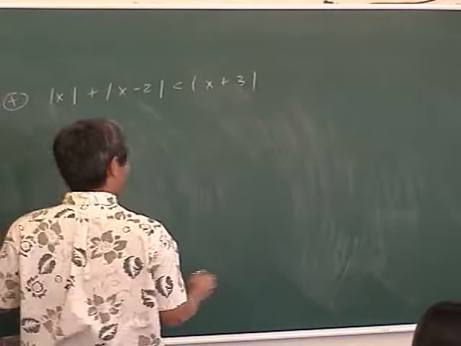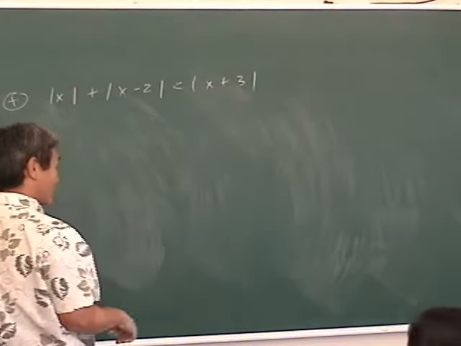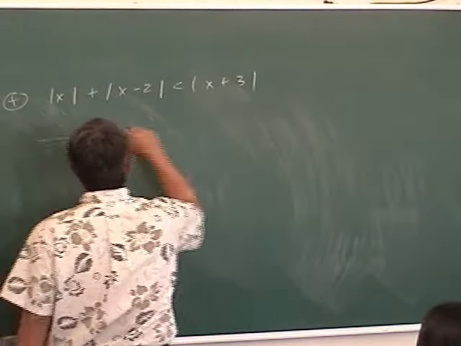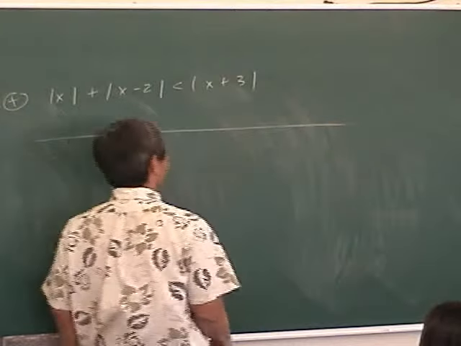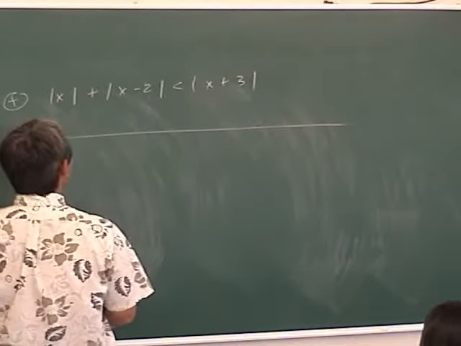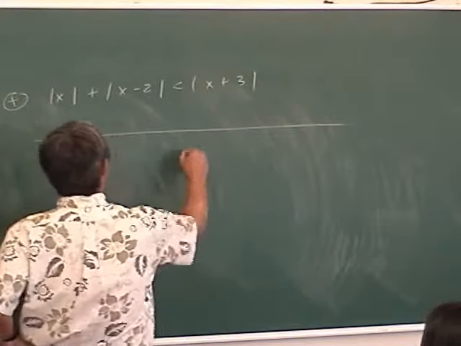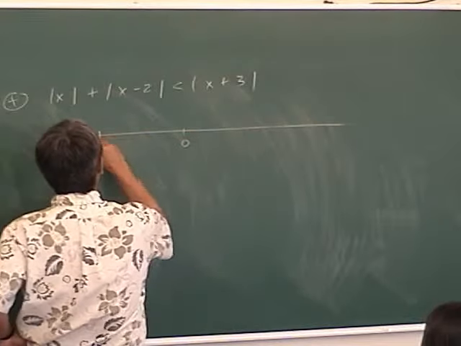Okay, so when you see more than 2 absolute values, you pretty much have no choice. You gotta make the number line. Doesn't it look exactly like the one I did yesterday? Oh my gosh. We're in trouble.